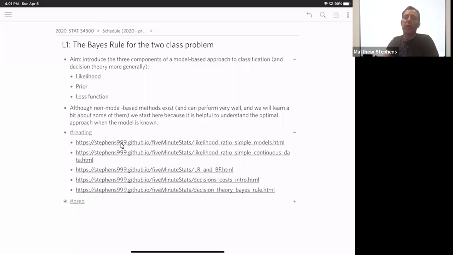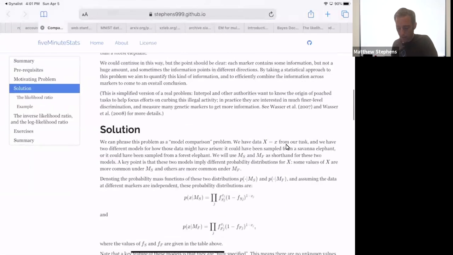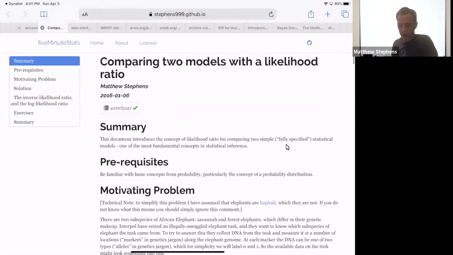Okay, so now we're going to take a closer look at this idea of a likelihood ratio for distinguishing between two classes, and particularly this first reading here on the 5-minute stats, the likelihood ratio simple models.html. So that's here. This vignette describes how to go about comparing two models using a likelihood ratio.